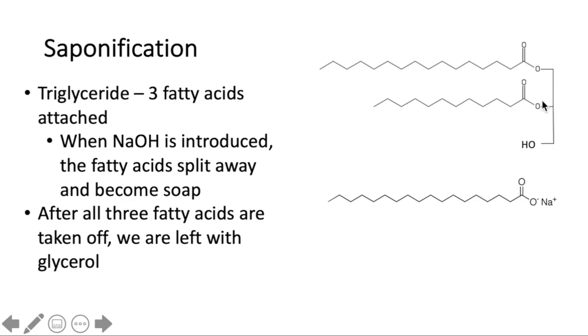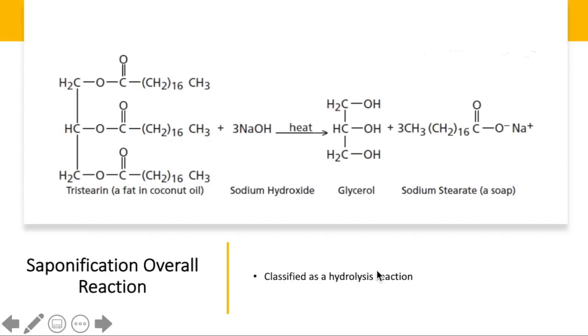And when this is done, after all 3 of these fatty acids have been removed, we have glycerol, which has the 3 hydroxyl groups on those 3 positions. So this is the overall reaction, and you can just see a little bit more detail here that this is the place where we are breaking the bond, and it's replaced then with the OH group. And then we're going to get 3 of these long chain fatty acids. Sodium stearate is an example if we have stearic acid as our fatty acid. This is technically classified as a hydrolysis reaction because we're adding water across this bond.